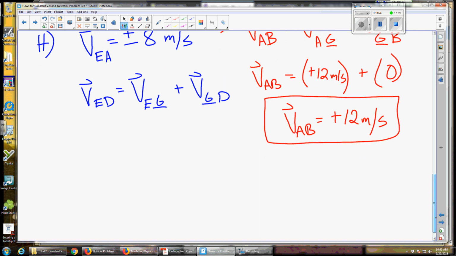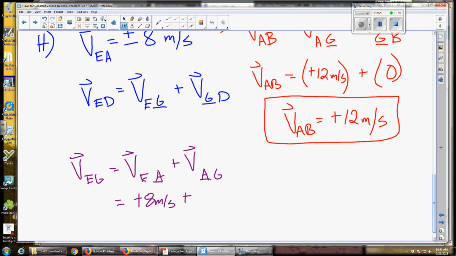But to do this, to be able to put it into there, this is where, unfortunately, I've got to figure out what is the E to the ground to be able to substitute in there. Yeah. So that would be E to something plus something to the ground. Oh, I know E to A. Yeah. And I know A to the ground. That makes sense? So I can put in here E to A, if it's plus 8 meters per second, plus A to the ground.